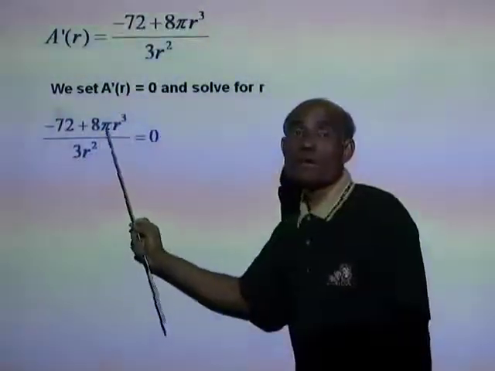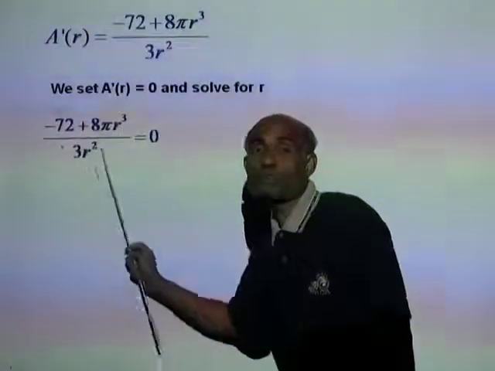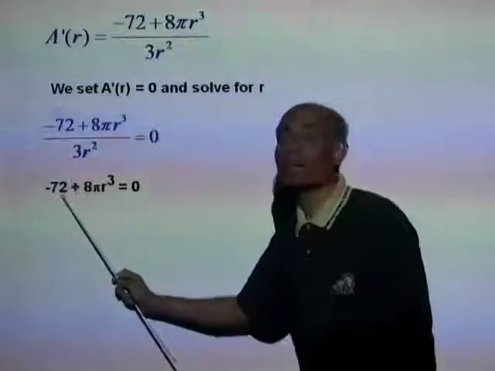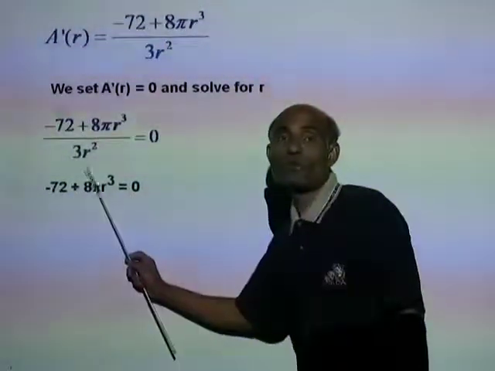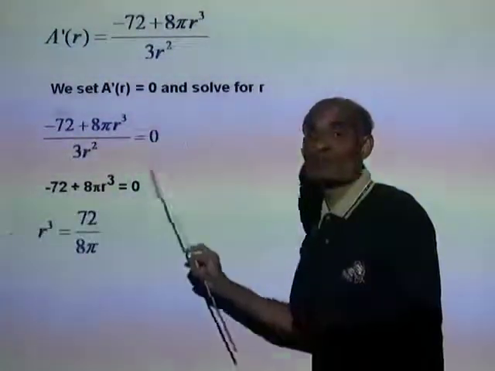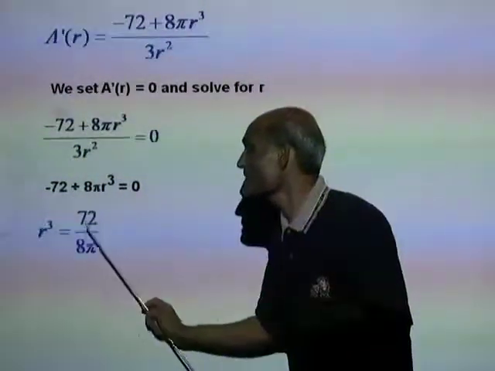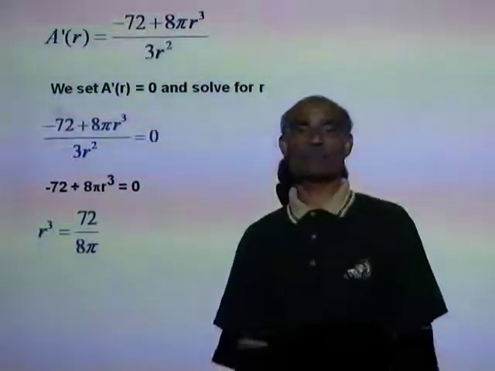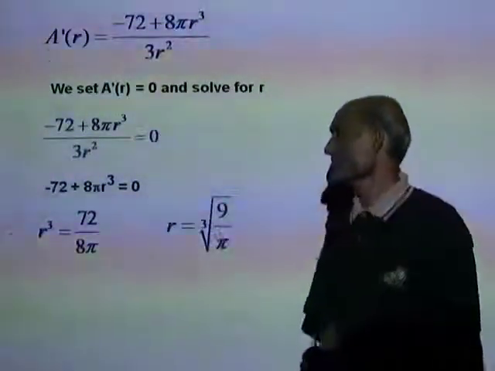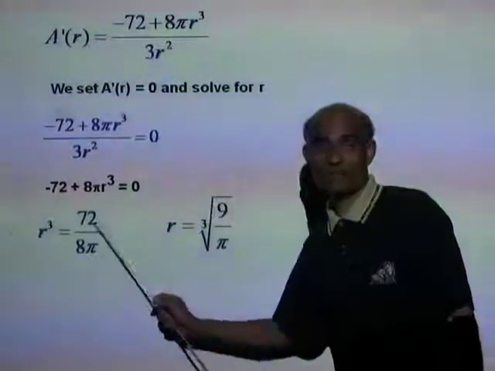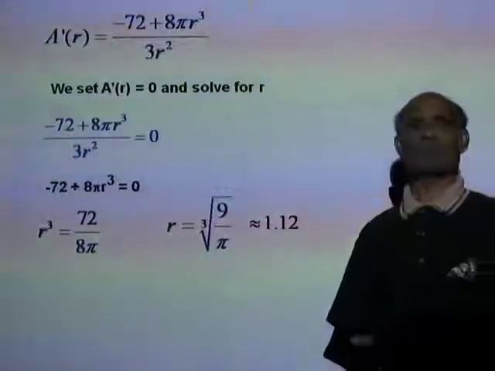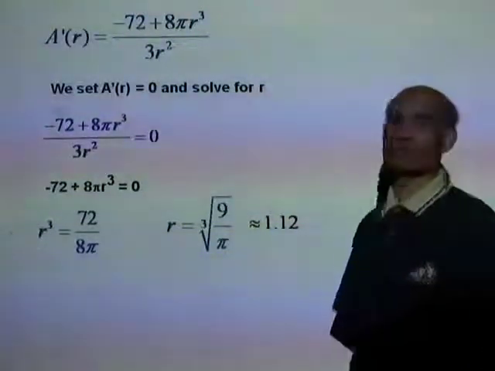There you go. And when will this quantity become 0? When the numerator is equal to 0. So take the numerator and set it equal to 0. We get 8 pi r cubed equal to 72, or r cubed equal to 72 divided by 8 pi. That means r equals the cube root of 9 over pi. 8 goes 9 times in 72. And that's approximately, not the exact value, approximately 1.12.